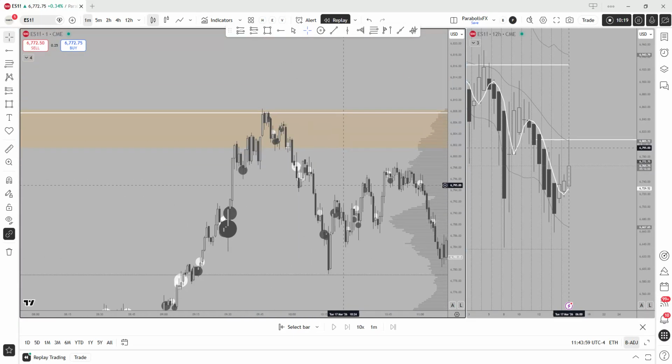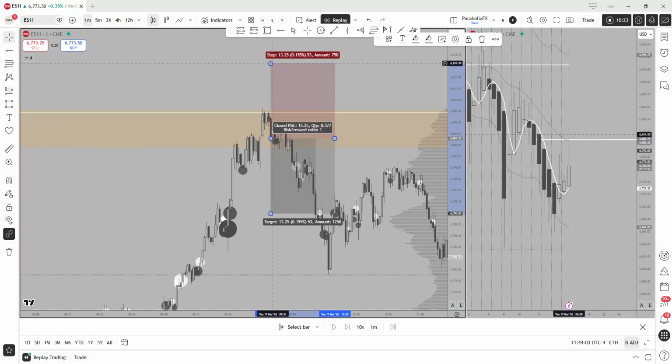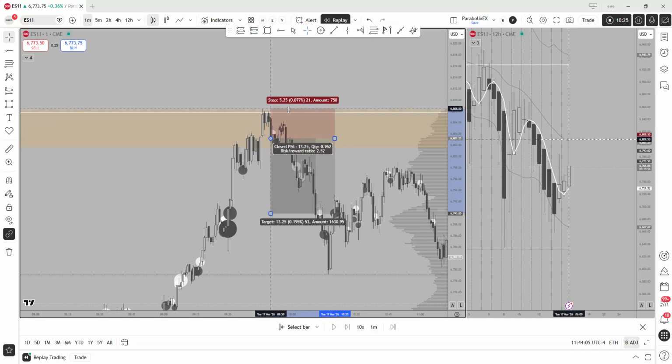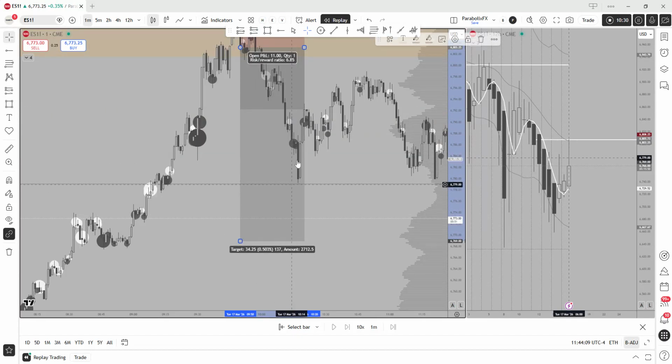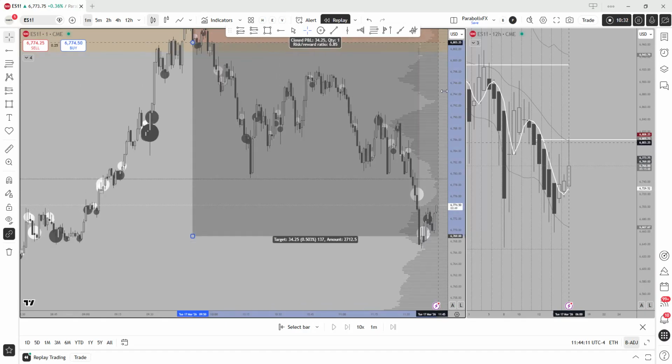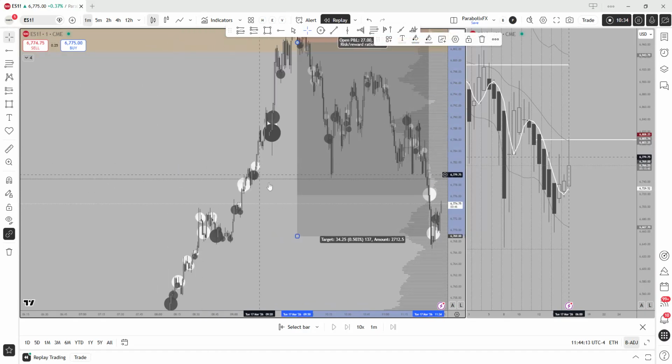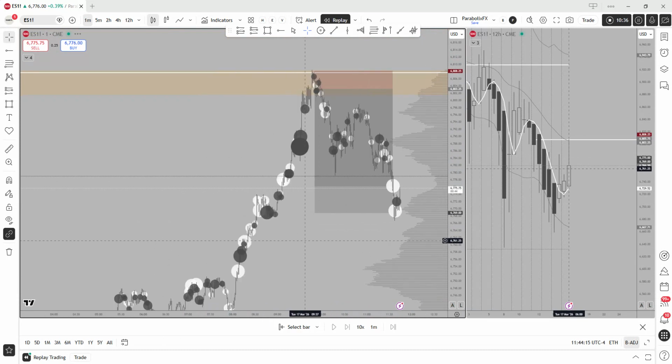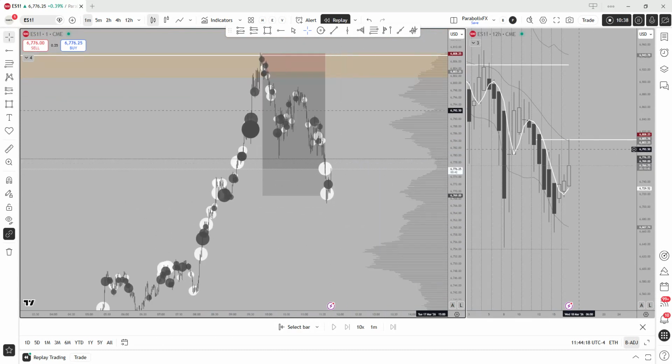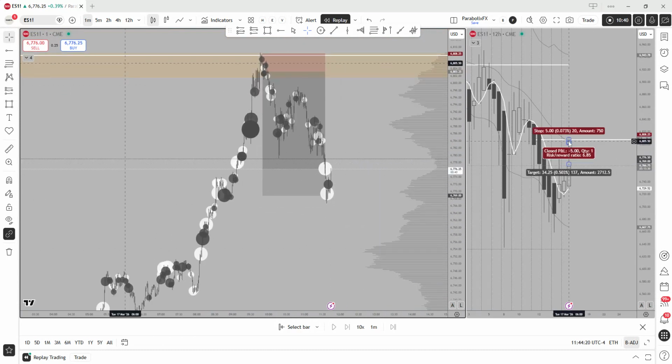Price taps the SNR level. There's your entry. But a seller steps in, gets rewarded with the close of that candle. This is the trade. But remember, we are still bullish on the 12-hour. So this could be short-lived depending on what price wants to do after.